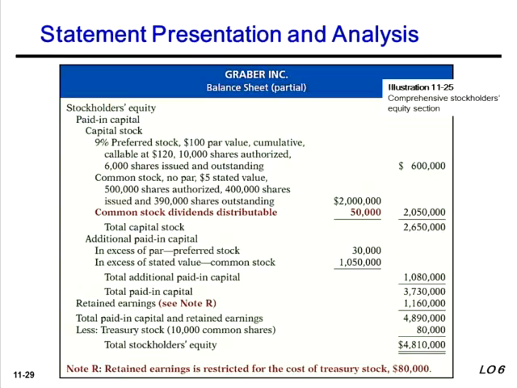If we take the total paid-in capital and add retained earnings, we get total paid-in capital and retained earnings of $4,890,000. We subtract the treasury stock cost of $80,000, so the total stockholders' equity will be $4,810,000. This also is something that you need to know, and is something that you will be expected to prepare on an exam or in a homework assignment.